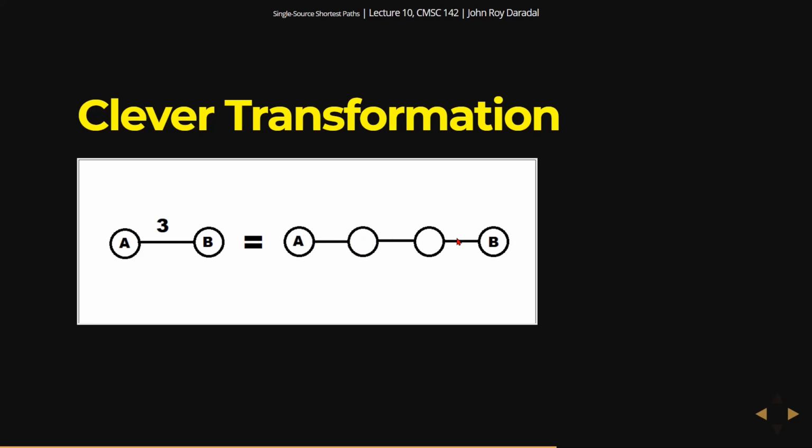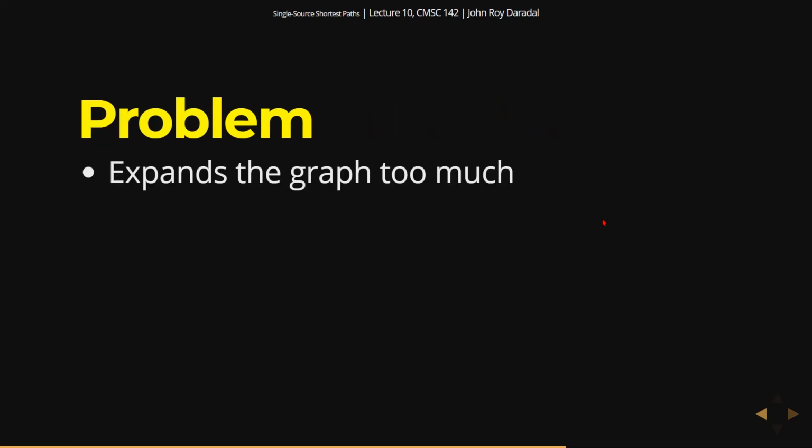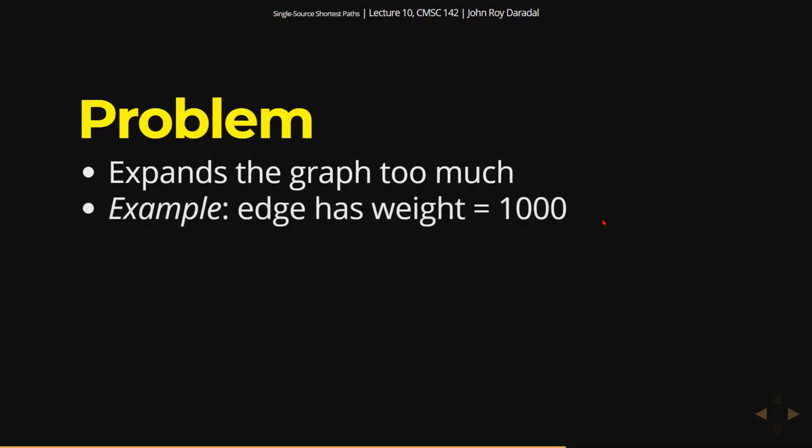And then after this, since this is already unweighted, right? This is still equivalent because there's still 1, 2, 3 jumps going to B. Okay? So if we do that, then we can use BFS. Now the problem is, this expands the graph too much. Imagine if you had an edge with weight 1000. Then you would have to add like 999 more vertices to the graph, and then you would have to add 1000 edges just for one edge, right? So it would be too much.